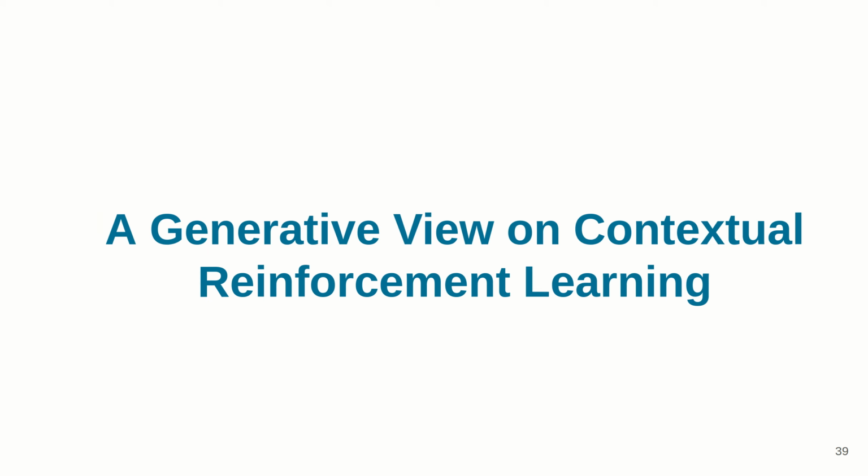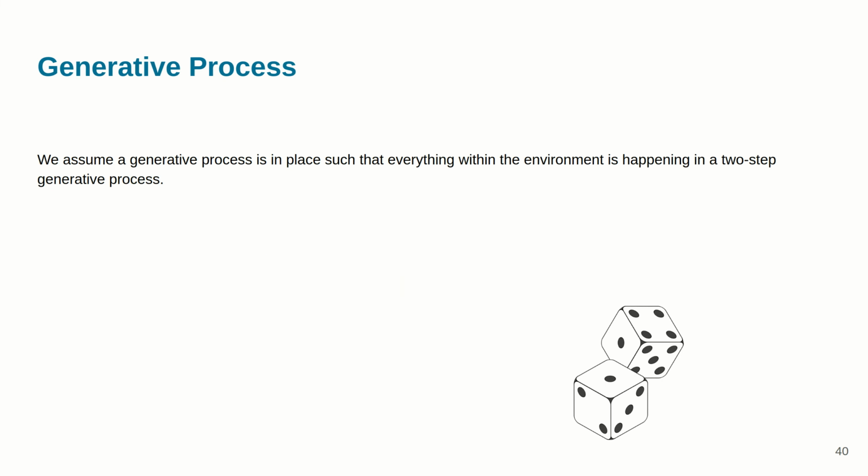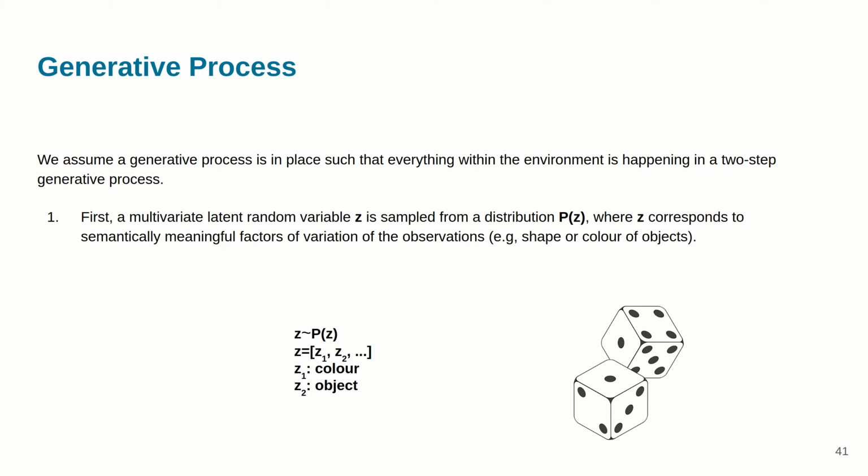Now I will talk about the generative view and contextual reinforcement learning. Before that, I will explain what I mean by a generative process. When we talk about a generative process, we mean that in our surrounding environment, there is a generative process in place such that everything that you observe in the world has been created in a two-step generative process. In the first step, a multivariate random variable z is sampled from a distribution P of z, where this variable z corresponds to some semantically meaningful factors and variations of the observation, for example, the shape of the objects, the number of objects, the color of objects, and so on.